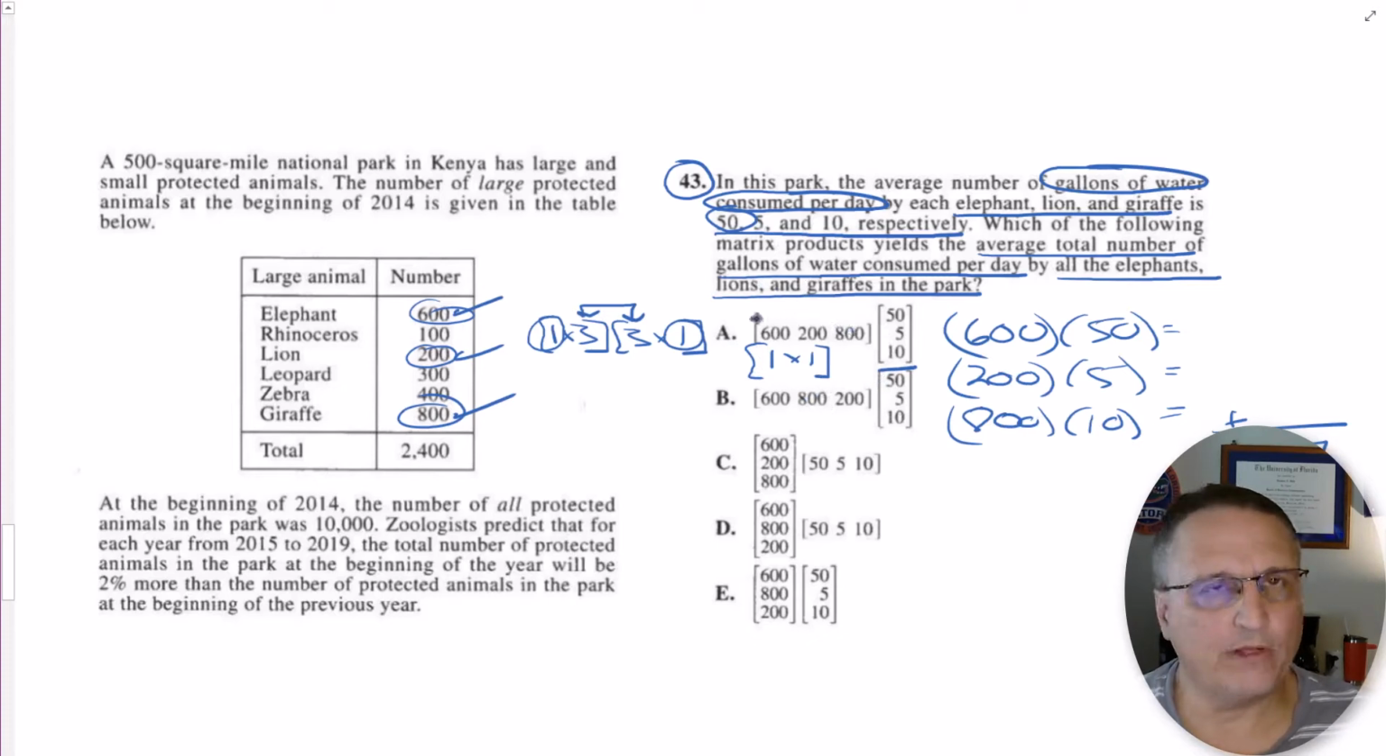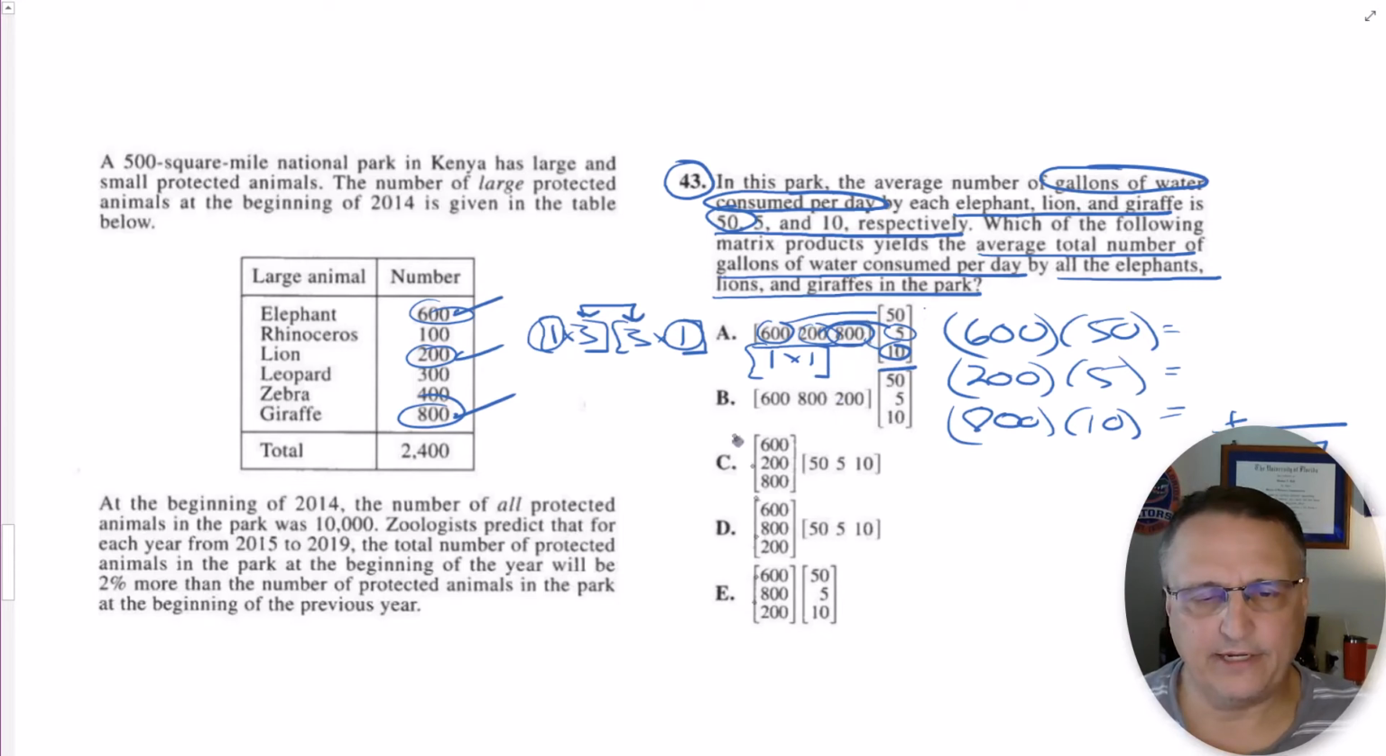And remember what we also saw, that when we do matrix multiplication here, I would take this row and multiply it by the respective column. In other words, the 600 would be multiplied by the 50, and I would add to that the 200 times the 5, the middle number, and I would add to that 800 times the 10. And I could do that for both A and B.